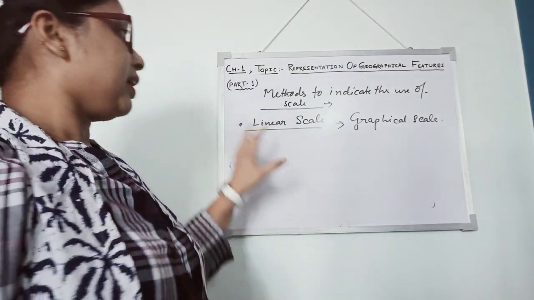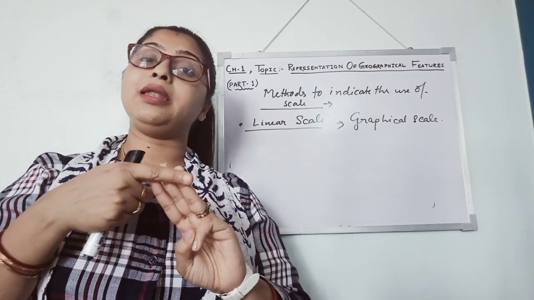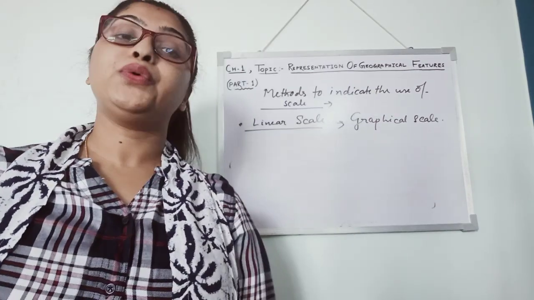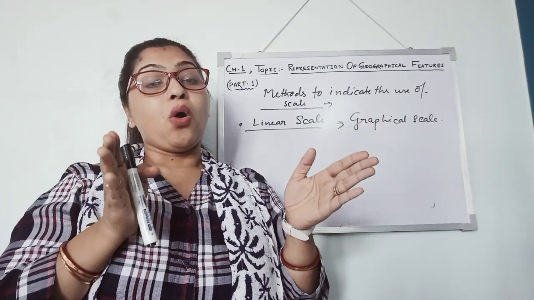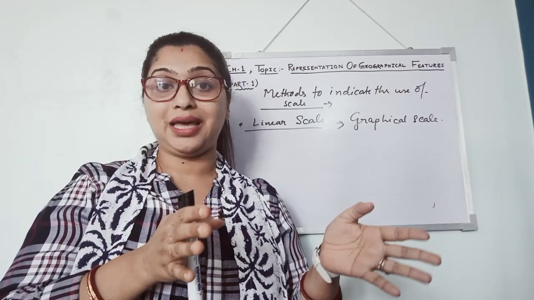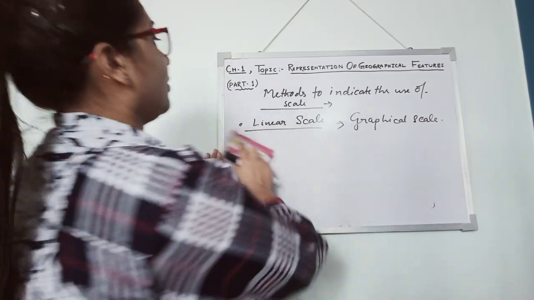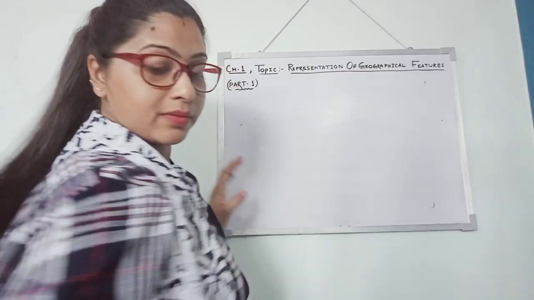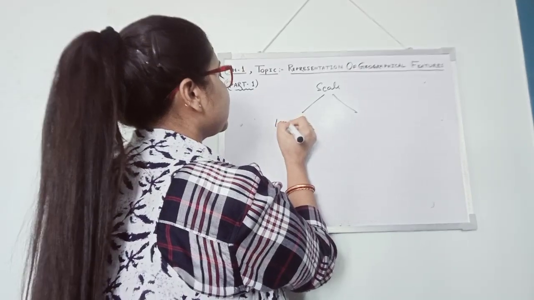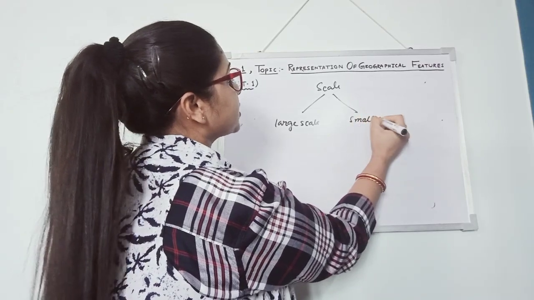Next, student, these are the 3 methods: by statement, then RF, and then I have told about the linear scale. Now you also have to know the use of scale, meaning how much scale we will take according to the area of the ground. It has been divided into 2 categories. First, scale can be of 2 types: number 1, large scale; number 2, small scale.